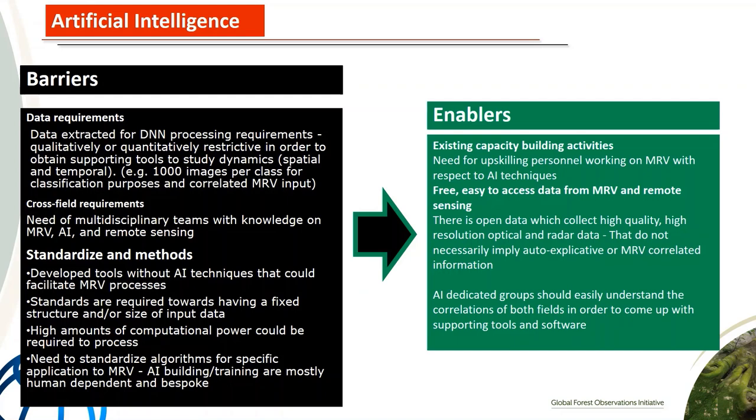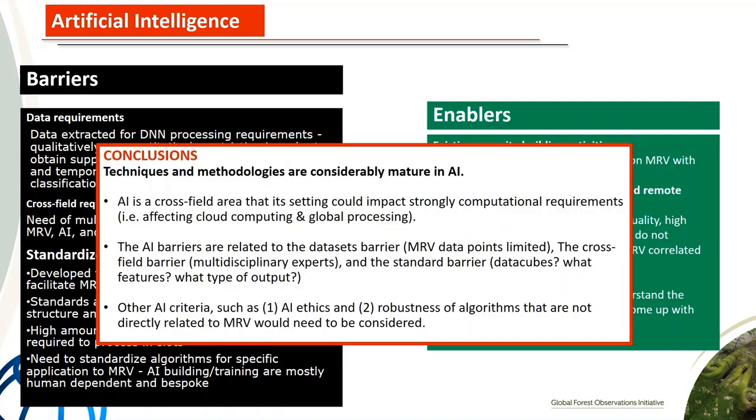Enabling artificial intelligence are ongoing capacity building activities. Although there is a need to upskill MRV personnel to artificial intelligence, there is free, easy access to high quality data. The relation of remote sensing and MRV should be understood by artificial intelligence groups in their tool and software development.